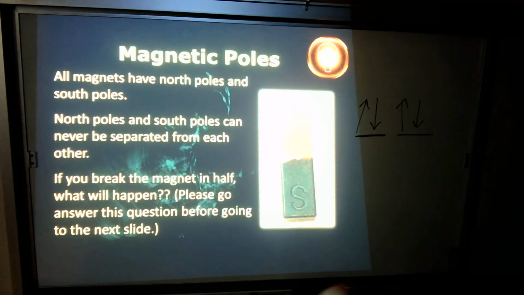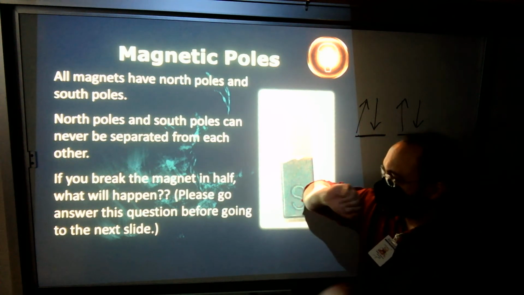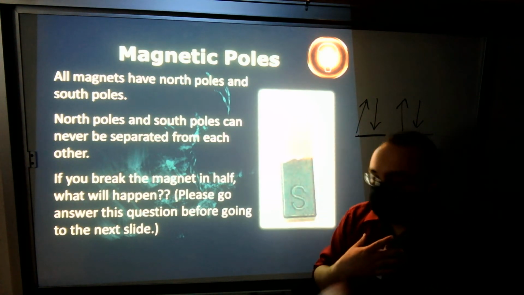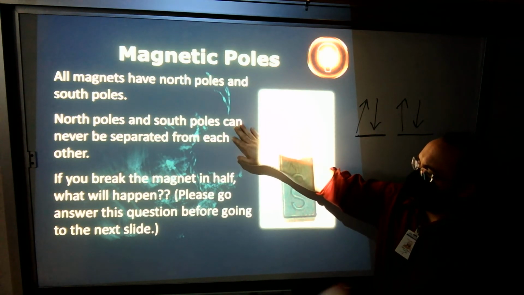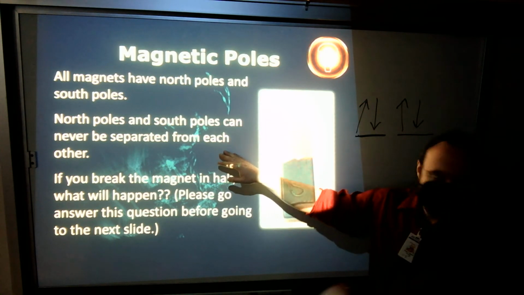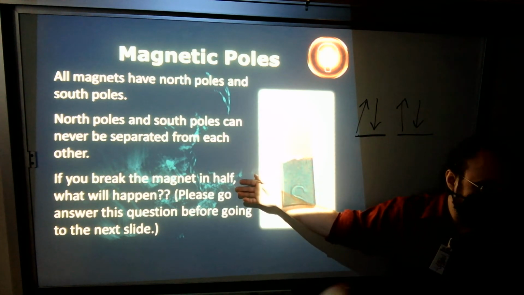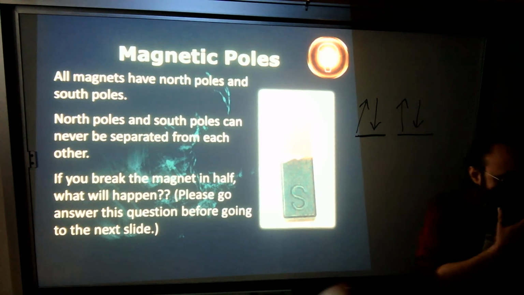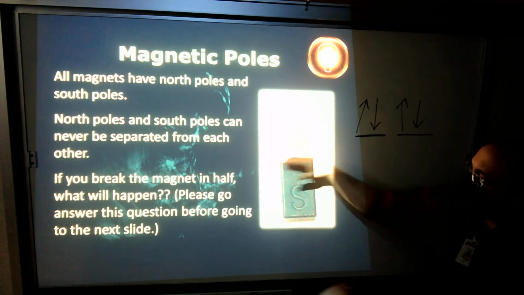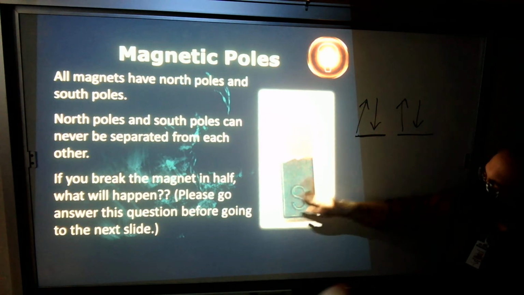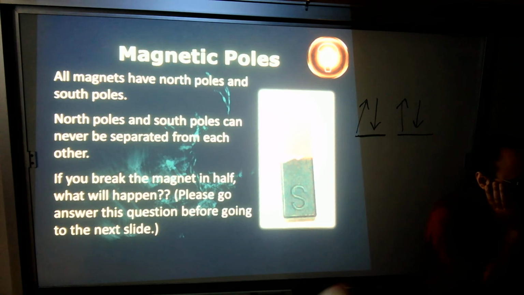Aha, here's a riddle, and this is a question on your sheet. Rule number 1: north poles and south poles can never be separated from each other on a magnet. Rule number 2: you can break a magnet in half. So if you can break it in half right here, but a north pole can never be separated from a south pole, what does that mean will happen if you break a magnet in half?